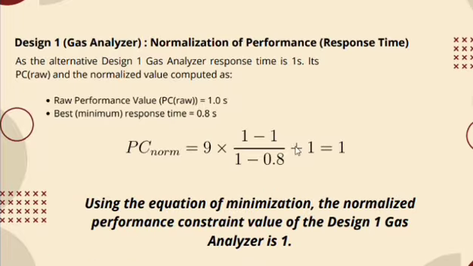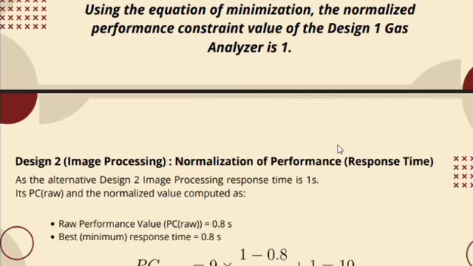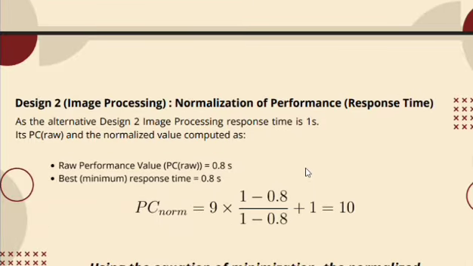In here, we can see that the gas analyzer responds in 1 second, slower than the image processing and spectroscopy, which both respond in 0.8 seconds. And the gas analyzer earns a normalized performance of 10 for faster response. In summary, Pareto optimization normalizes and balances multiple criteria weighted by practical importance. To compare these designs, this approach ensures we don't overlook any key factor while choosing the overall best option.